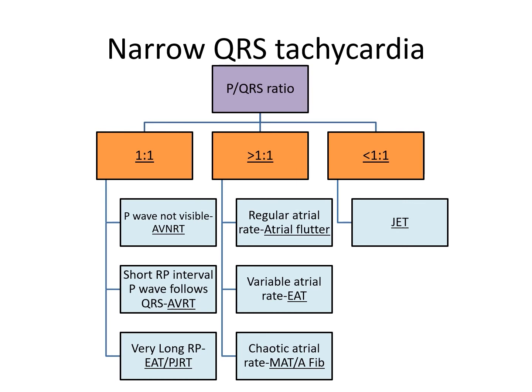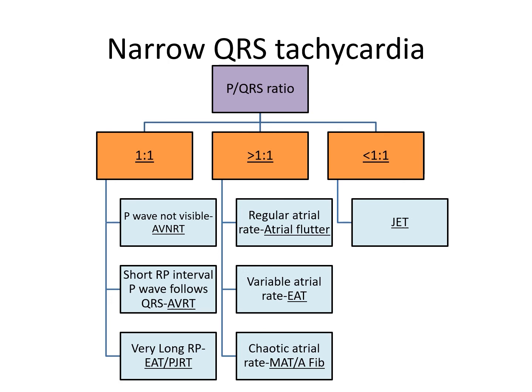Here again we look at the P to QRS ratio. If it is 1:1 and the P wave is not visible, it could be an AVNRT. If there is a short RP interval and the P wave follows the QRS, it could be AVRT. If there is a very long RP interval, it could be an ectopic atrial tachycardia or a permanent junctional reciprocating tachycardia, which is a very potentially lethal rhythm.